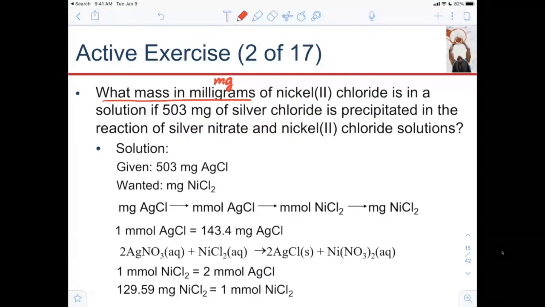What mass in milligrams of nickel 2 chloride? So you have to remember the formula of this. If not, look for the formula. Okay, nickel 2 chloride. So this is what is wanted, in milligrams. This is helping me to summarize what's being asked, so when I look back, I know what I'm looking for. What mass in milligrams of nickel 2 chloride is in a solution if 503 milligrams of silver chloride, so this is silver chloride, and this is 503 milligrams, this is my given, is precipitated in the reaction of silver nitrate and nickel 2 chloride solution.